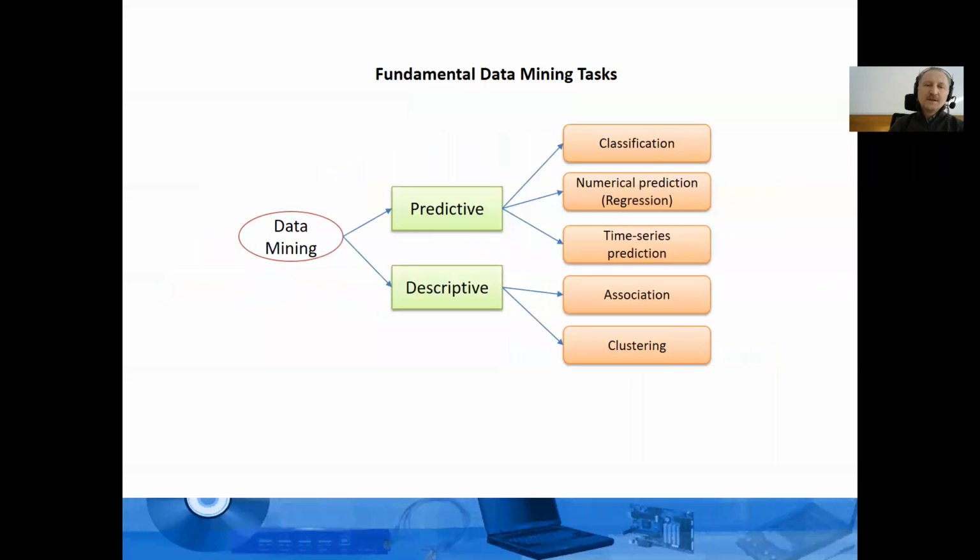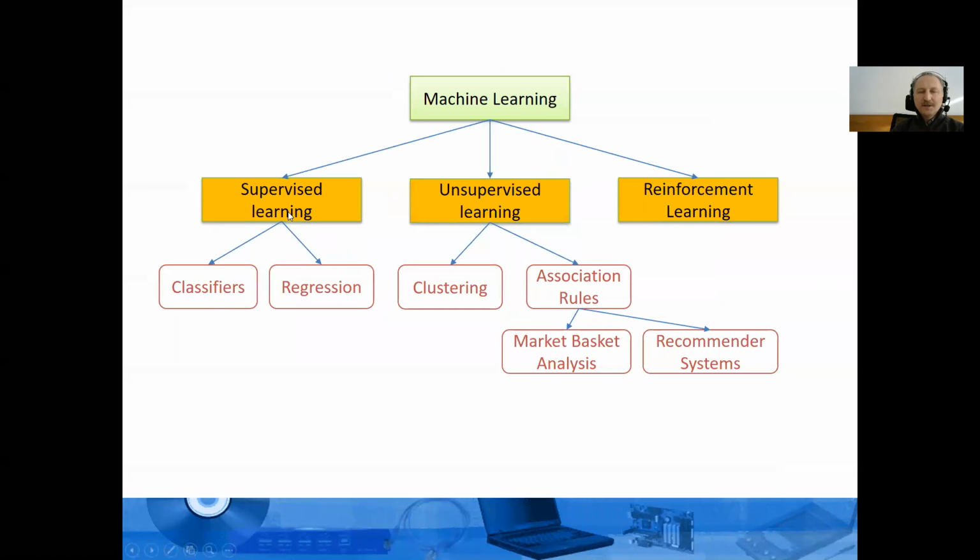So we can divide data mining models into two categories: predictive models and descriptive models, or supervised learning and unsupervised learning. The main difference between supervised and unsupervised learning is that if your data set has target labels, you can use a supervised learning algorithm. But if your data set doesn't have a target or output, you can use unsupervised algorithms.